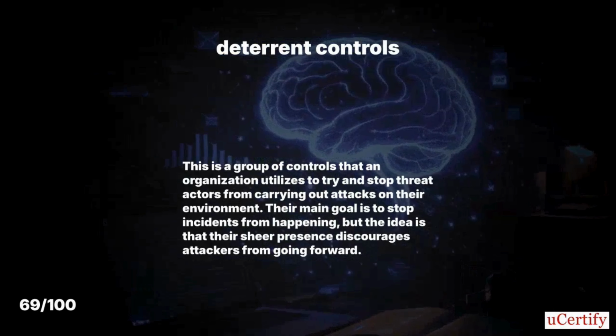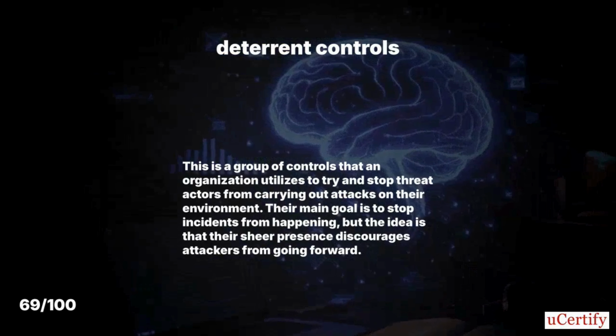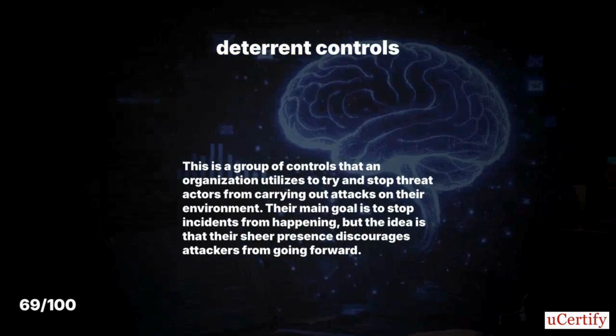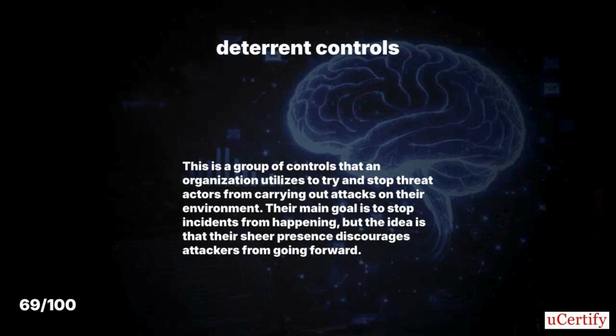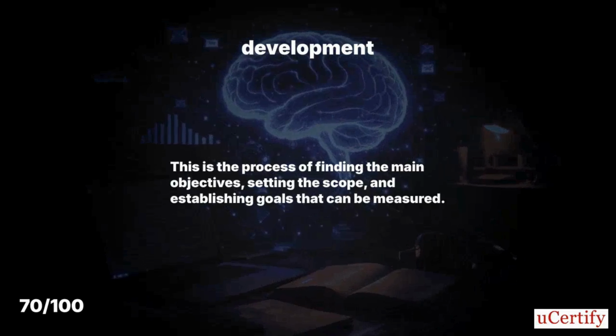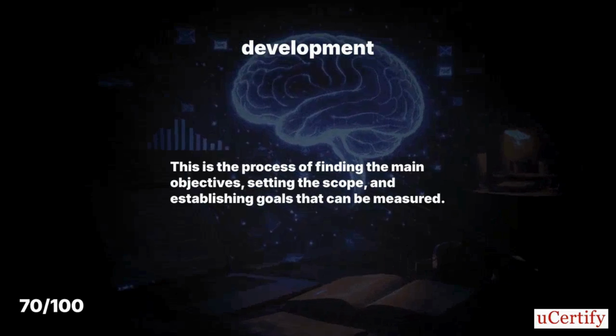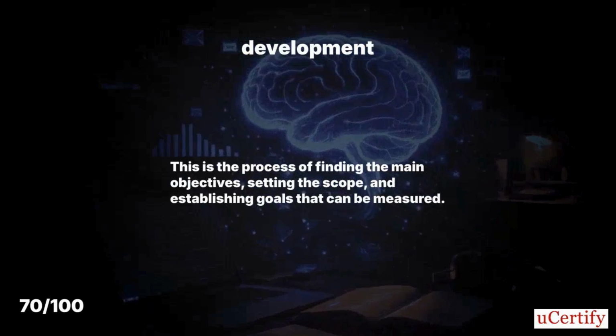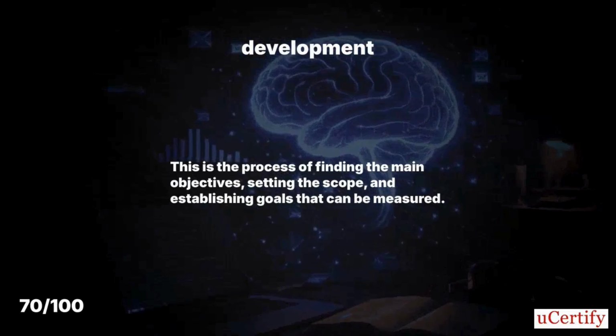Their main objective is to prevent incidents from occurring, but the idea is that deterrent controls discourage attackers from proceeding just by their presence. Development. The process of identifying key objectives, defining the scope, and setting measurable goals.